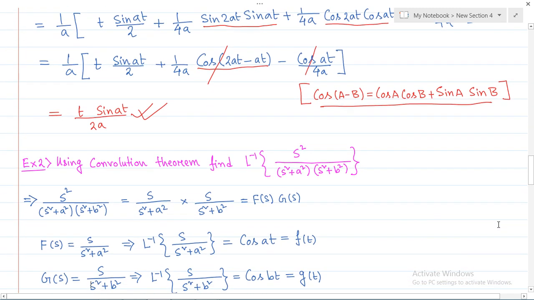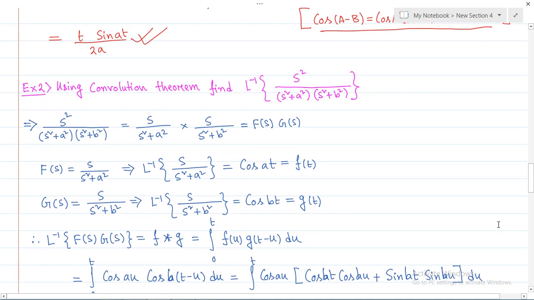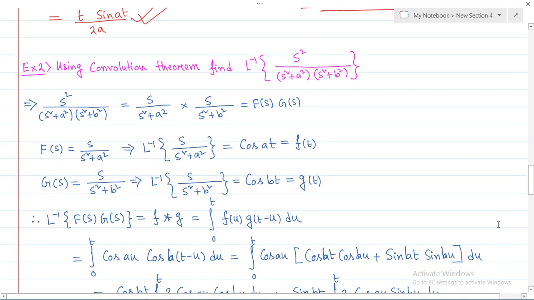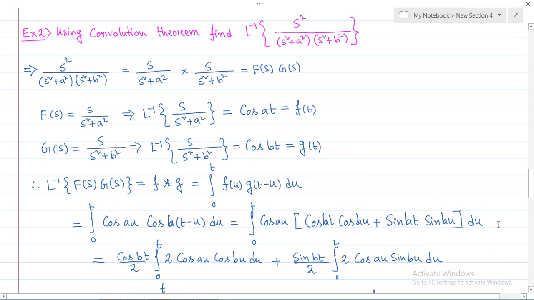Let us do another problem. It is a little bit lengthy compared to the previous one, but it is important also. Let us try to understand. Using the convolution theorem, find out L inverse of s square upon (s square plus a square)(s square plus b square). So first of all, we need to write the function inside L inverse as a product of two functions.